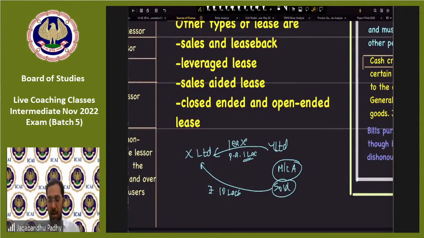So what's the benefit of this? For X Limited, 10 lakh is released, and it has to pay 1 lakh as lease rental, and it is also able to use this machine A for its operation. So that's the sale and lease back.